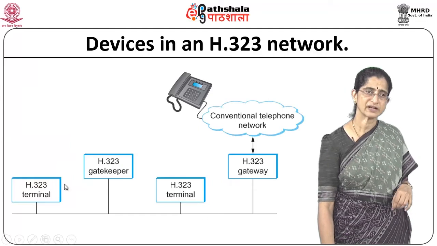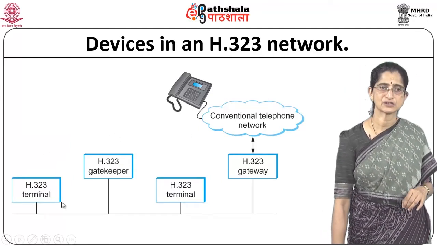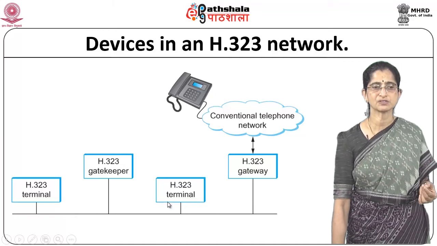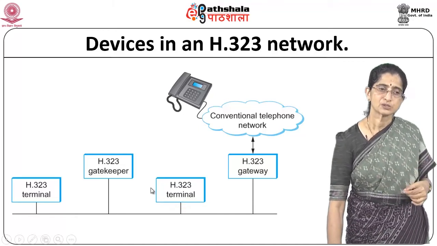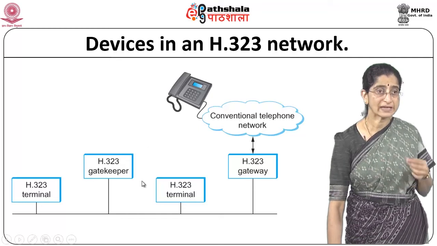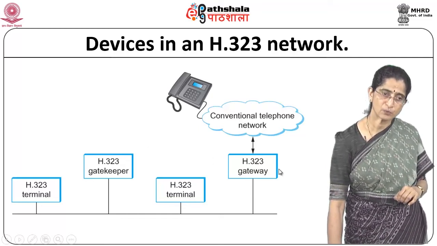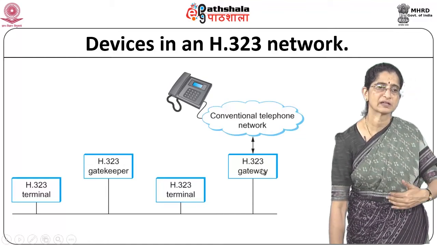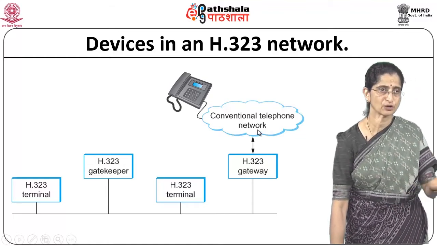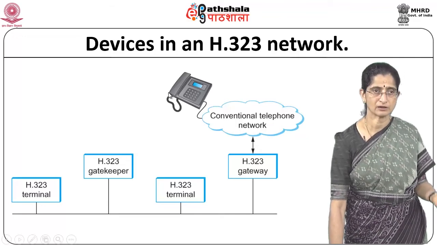Okay. So if you look at the devices that are used in an H.323 network, we talk about devices called H.323 terminals. Now, these are the ones which are initiating a call or which are at the end of the call. Then there is something called an H.323 gatekeeper which has certain functions, and then you have an H.323 gateway. This gateway is the one which will connect to other networks. So it may connect for instance to a conventional telephone network, your public switched telephone network PSTN, to which another telephone may be connected.